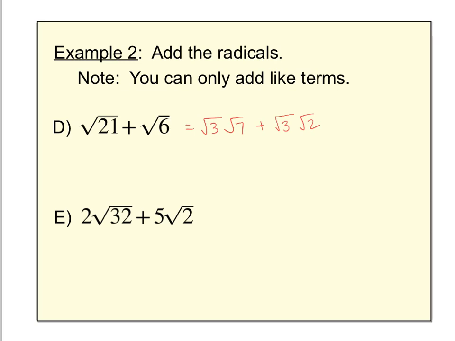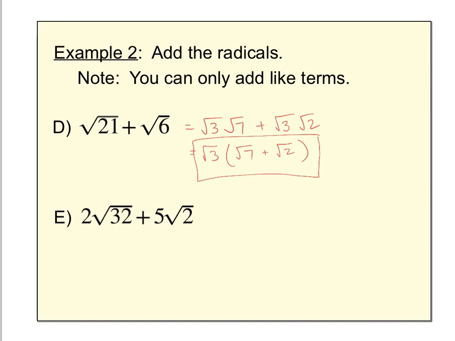Suddenly, what happens is I have a root 3 in common. Each of the terms has a root 3 in them. So I can pull that root 3 out front, and then I'm going to have a root 7 and a root 2 left. That is considered simplified. I've pulled out as much as I could that they had in common. So I pulled out a common factor, and then I had to leave the rest in the parentheses.